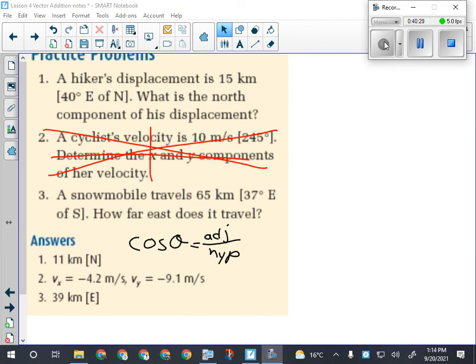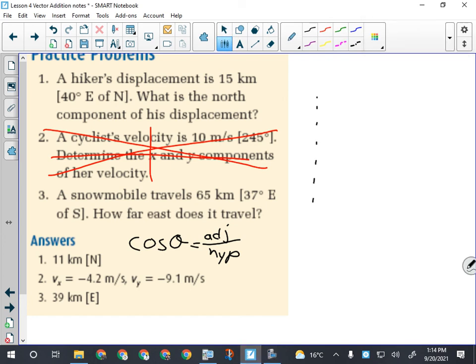So as I said, sometimes the drawing can be the trickiest part, okay? Because it does take a bit of practice. So we have a snowmobile that travels 65 kilometers. The direction is 37 degrees east of south. So what's my reference direction? South. We're going east of south. So we're going to measure this from south. So I'm going to draw a line that's south. That will be my y component. I'm going to go 37 degrees east of that.